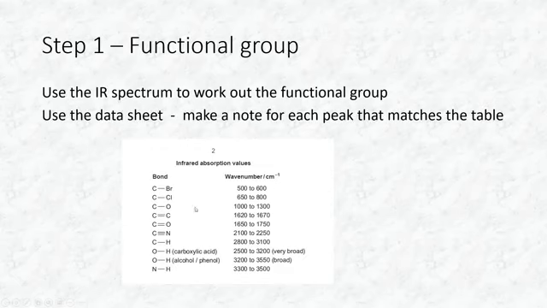So, for example, if we had a sharp peak between 500 and 600 wave numbers, that would indicate that we have a carbon to bromine bond in our molecule. If we had this broad peak at 3200 to 3550, somewhere in that range, that would indicate that we've got the hydroxyl group of an alcohol or phenol, and so on.